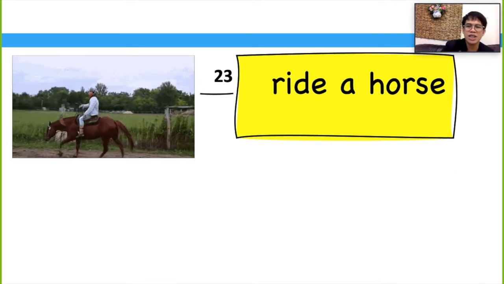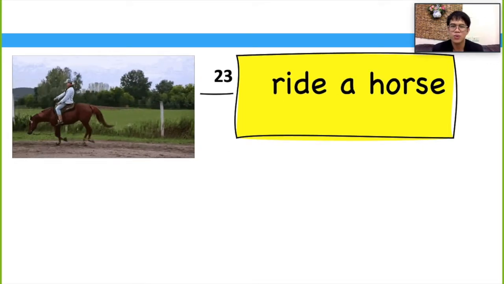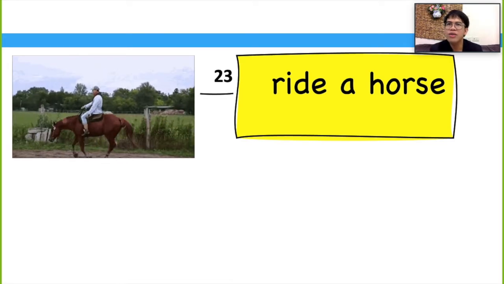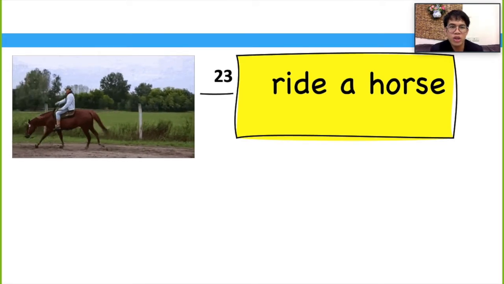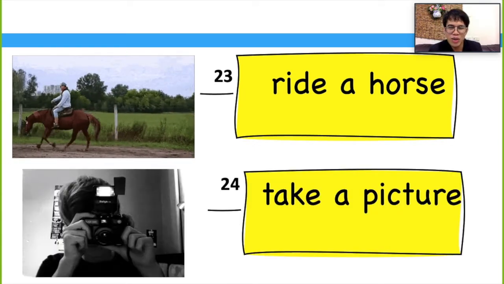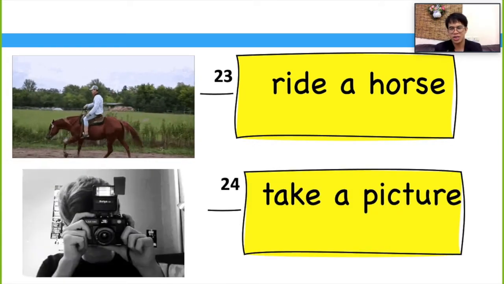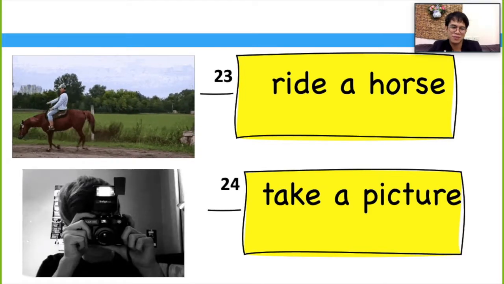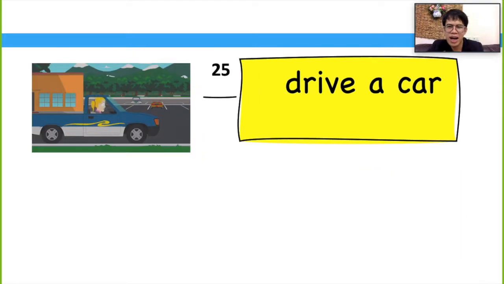Number 23 is ride a horse. You ride a horse. What are other things that you can ride on? You can also ride on a bicycle. And number 24, take a picture. Take a picture. 25 is drive a car. Drive a car. Do you know how to drive a car?